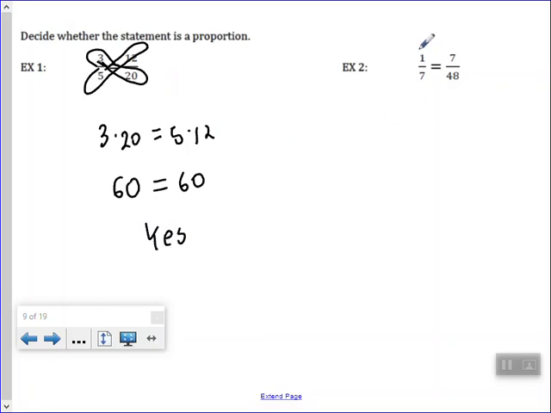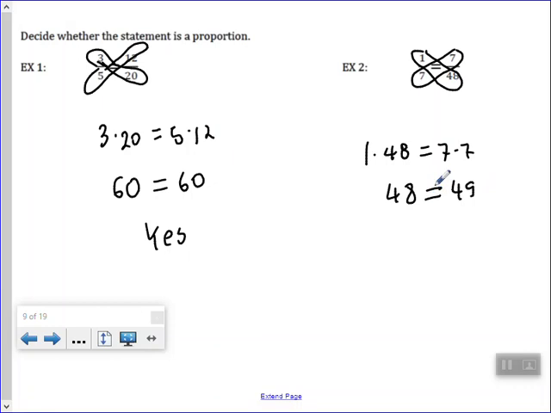Let's try example 2. I'm going to multiply 1 and 48, and 7 and 7. 1 times 48, is it equal to 7 times 7? 1 times 48 is 48. 7 times 7 is 49. So actually they are not equal. So no, it is not a proportion.